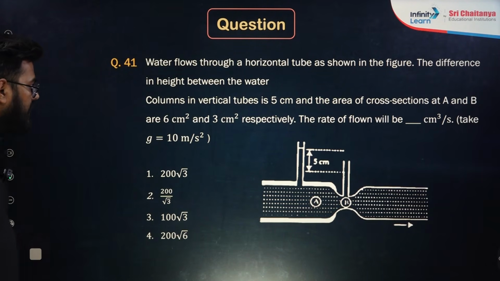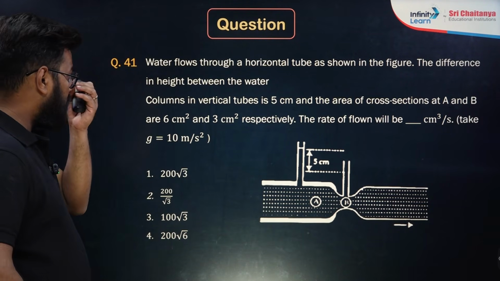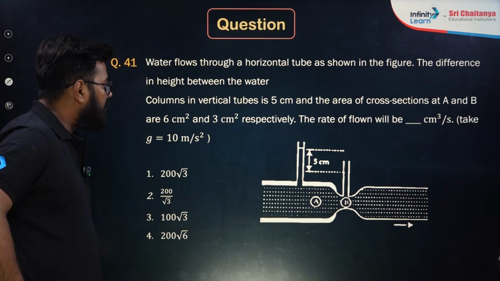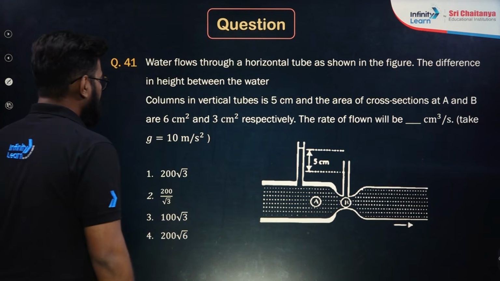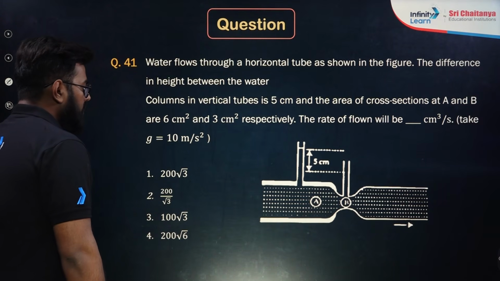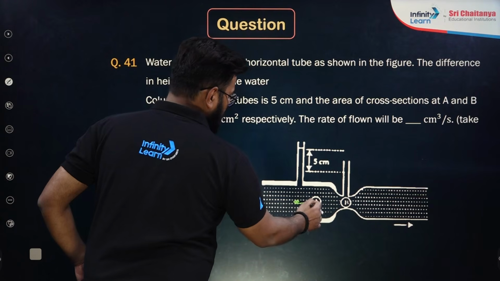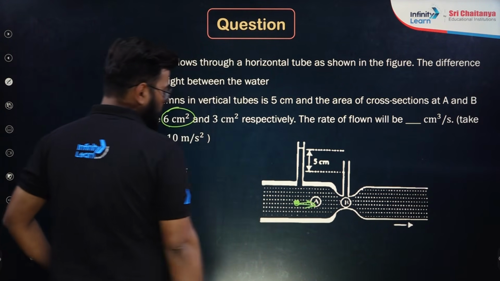Okay, this is a standard case of a Venturi meter. Water flows through a horizontal tube as shown in the figure. The difference in height between the water columns in the vertical tubes is 5 centimeter, and the areas of cross section at A and B are given. The rate of flow will be? So you need to find out the rate of flow. That means if you are able to find the velocity at any point, the area is already given. Area into velocity will give you the volumetric flow rate.